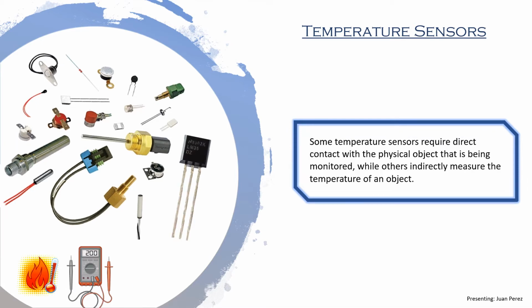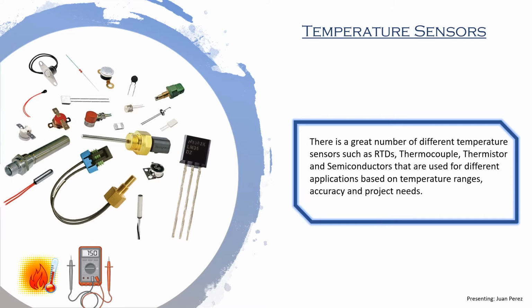Some temperature sensors require direct contact with the physical object that is being monitored, while others indirectly measure the temperature of an object. There's a great number of different temperature sensors such as RTDs, thermocouples, thermistors, and semiconductors that are used for different applications based on temperature ranges, accuracy, and project needs.